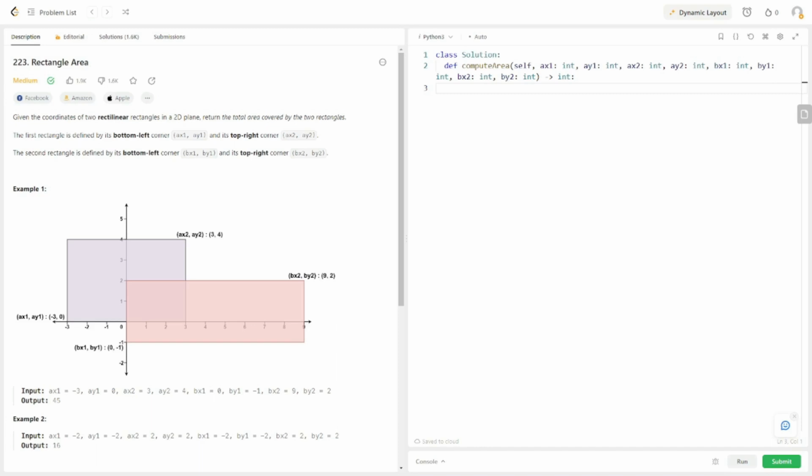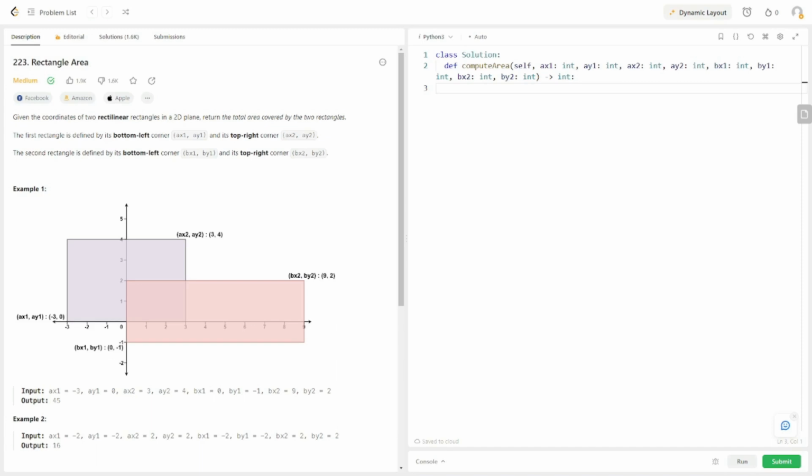To do this, we simply calculate the area of one rectangle, add it to the area of the second rectangle, then subtract the overlapping area of the two rectangles. This will give us the answer, the total area covered by the two rectangles.